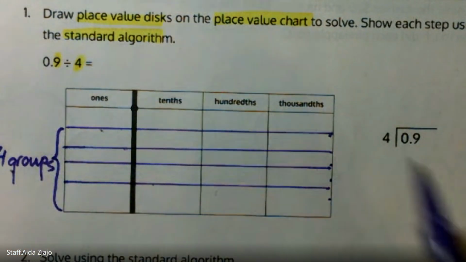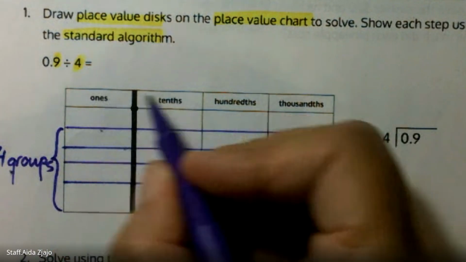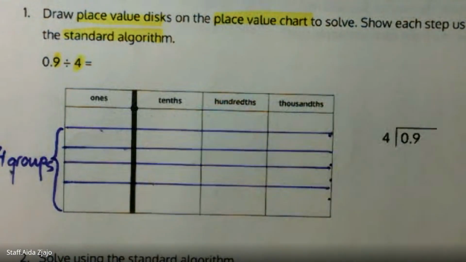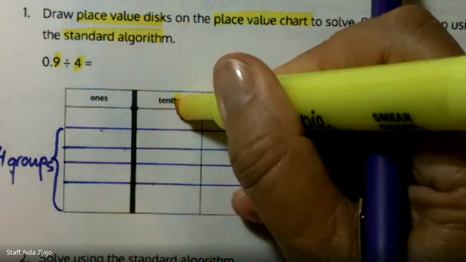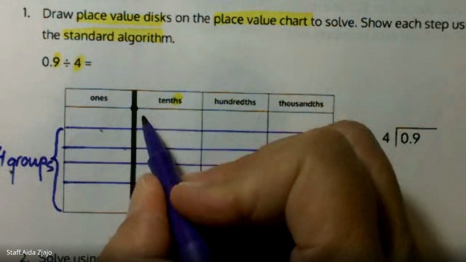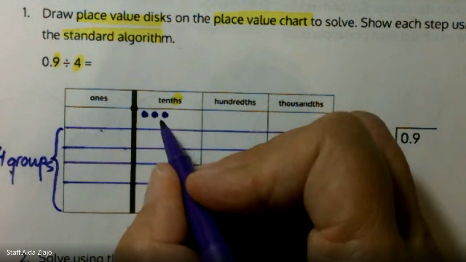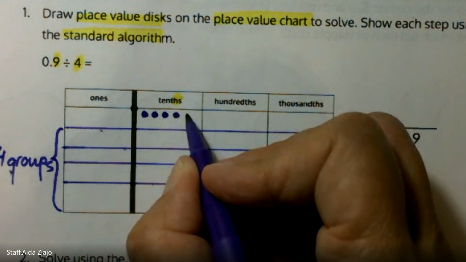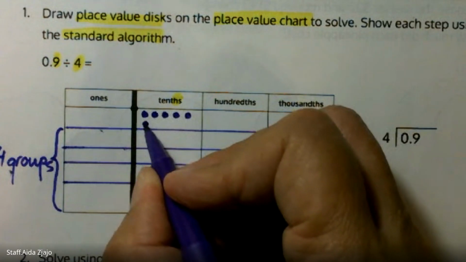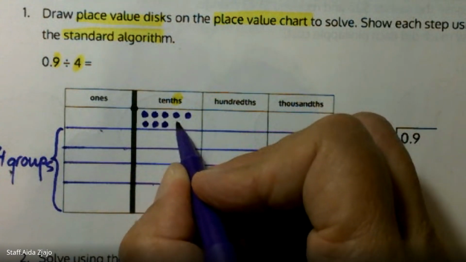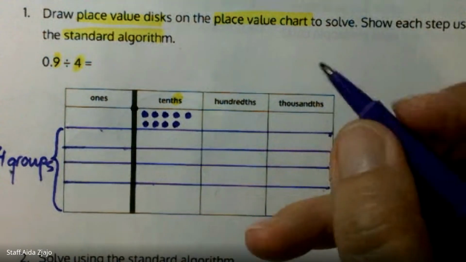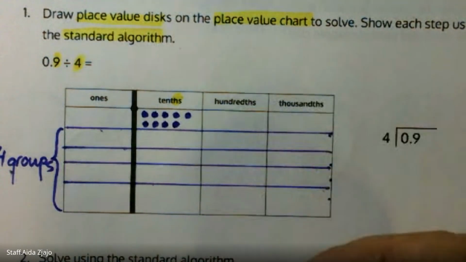And then this is a 9/10. So 9/10 are right here. So I only have 1, 2, 3, 4, 5, 6, 7, 8, 9. So I need to share them into 4 groups.